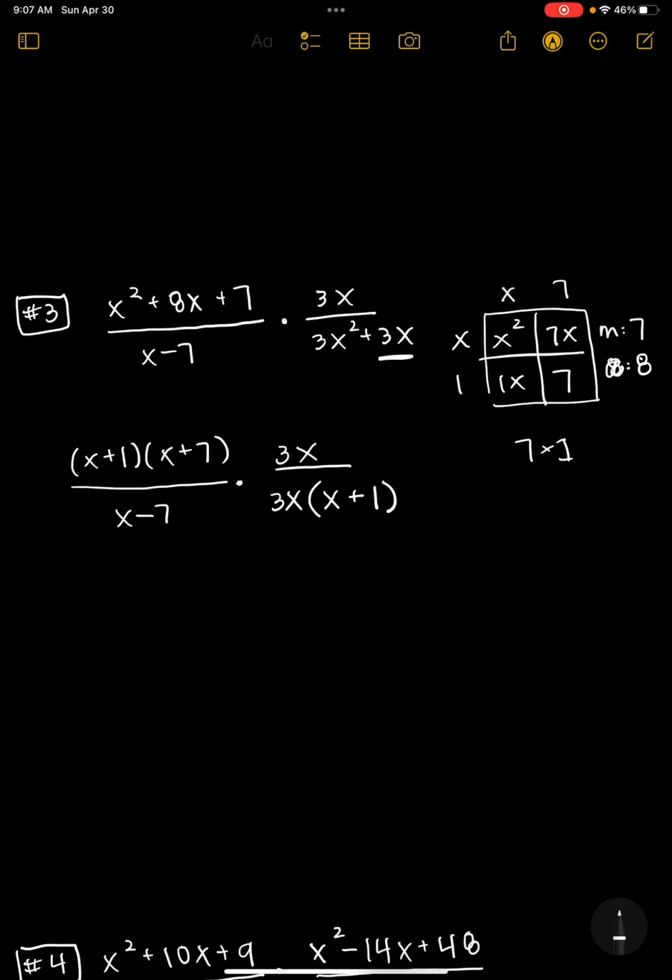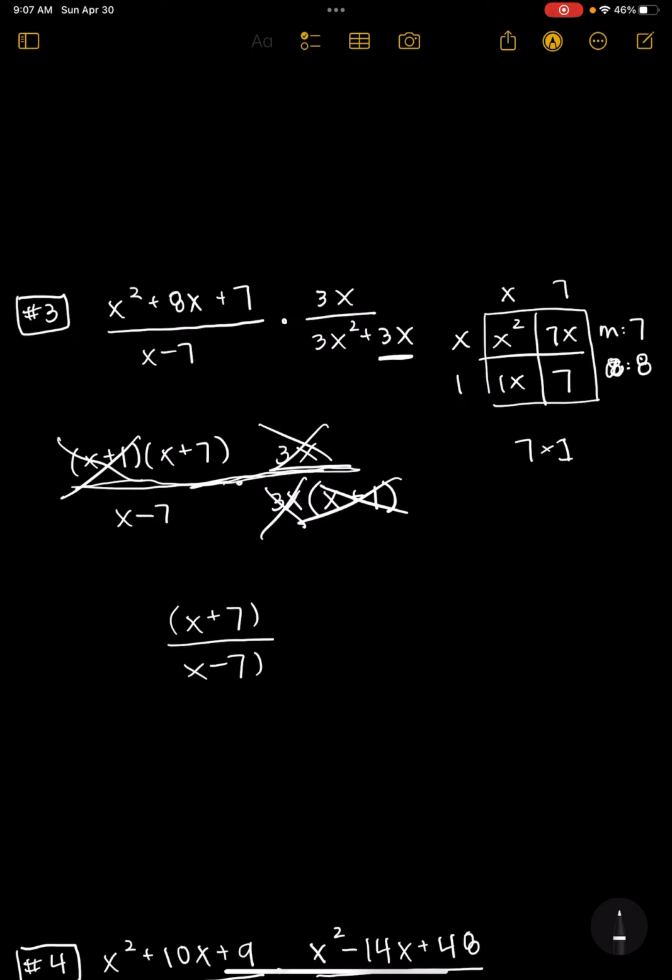Okay, so now it's in factored form. So I'm just going to write it as a big fraction by just combining these two lines. And then we're going to cancel out what happens on top and on bottom. The first thing I notice is that you have a 3x and a 3x, so those cancel out. They're coming from separate fractions, but it's okay. You've got an x plus 1 and an x plus 1. So what's left over is we have an x plus 7 on top and an x minus 7 on bottom. And that is your final answer.